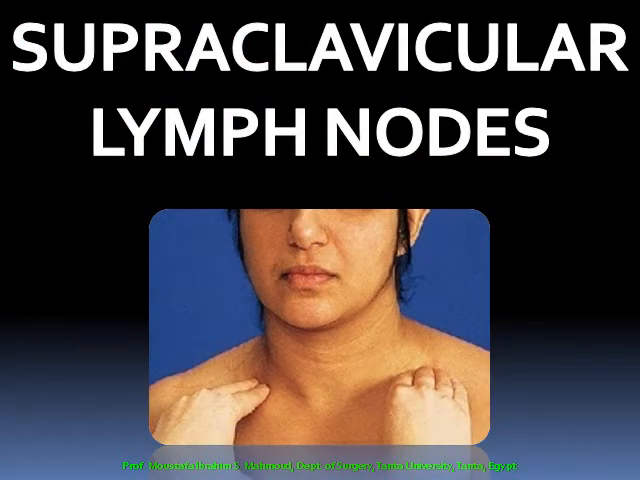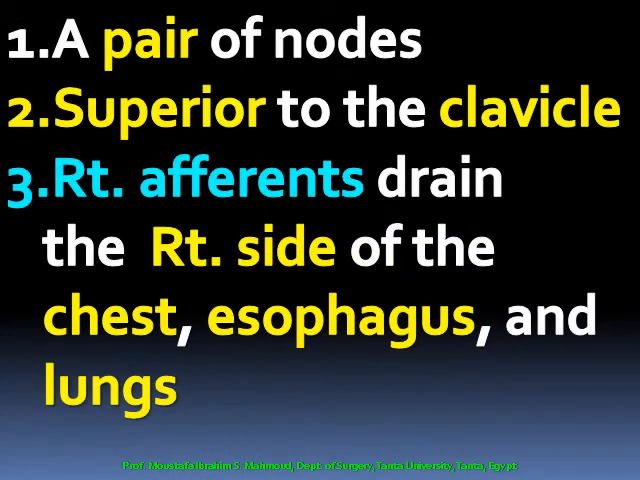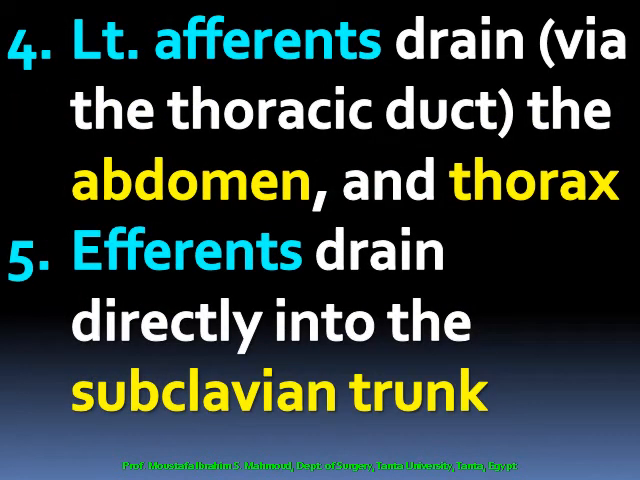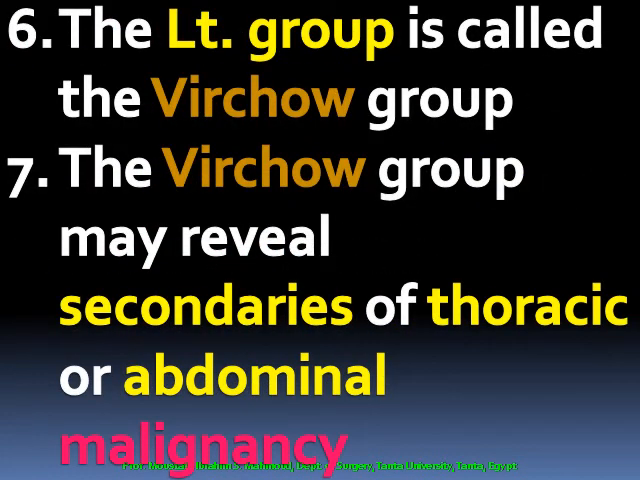The supraclavicular lymph nodes, a pair of nodes superior to the clavicle. The right afferents drain the right side of the chest, esophagus, and lungs. The left afferents drain via the thoracic duct, the abdomen, and thorax. The efferents drain directly into the subclavian trunk. The left group is called the Virchow group. The Virchow group may reveal secondaries of thoracic or abdominal malignancy.